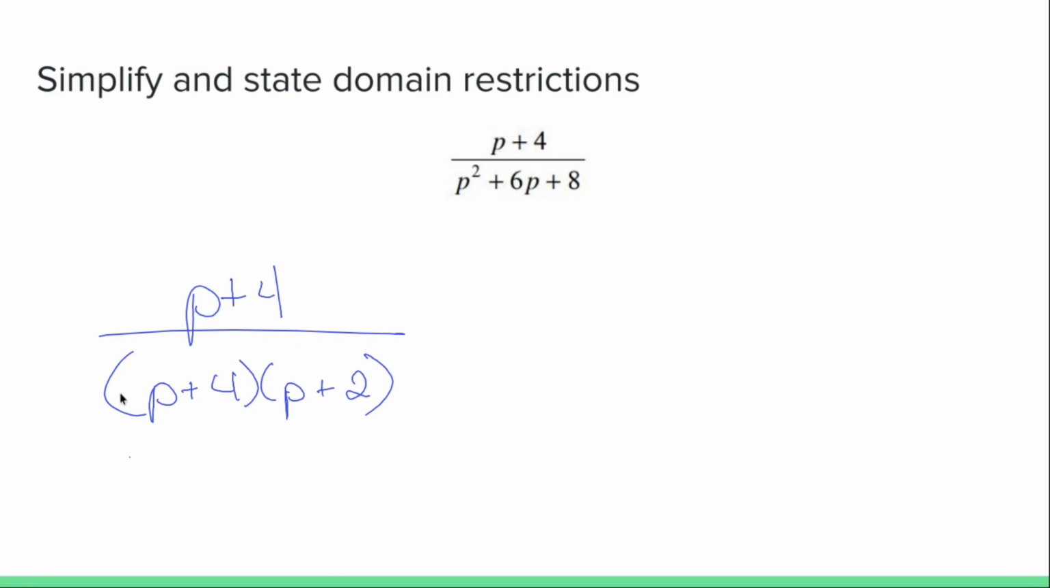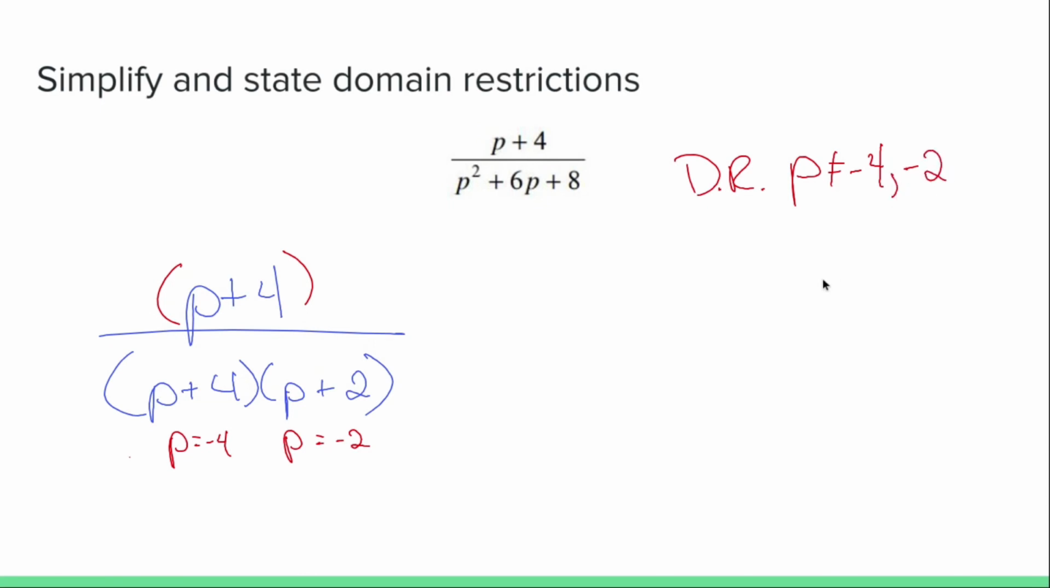Okay? Now, my domain restrictions are going to be any number that makes a denominator's factor equal to 0, before I even think about canceling stuff out. P equals negative 4 is going to make this factor equal 0. P equals negative 2 is going to make that factor equal to 0. So what's going to happen is no matter what, my domain restrictions, my DR, is the fact that P cannot equal negative 4 and it cannot equal negative 2.